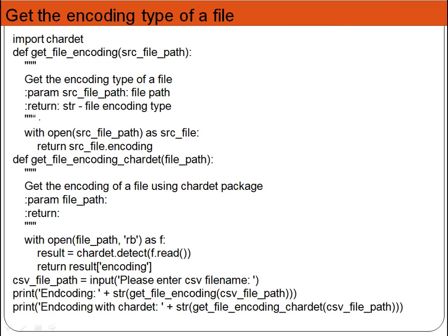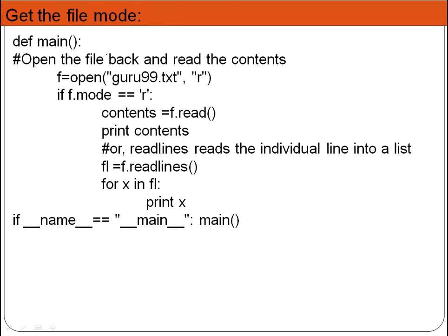Then if you want to know about the encoding of the file, here it will be src_file.encoding. It will return the encoding of the file. Then you want to know the mode of the file. Here you can see f.mode has been used, whether it is read mode or write mode. So this is how you can find the mode of the file, f.mode.